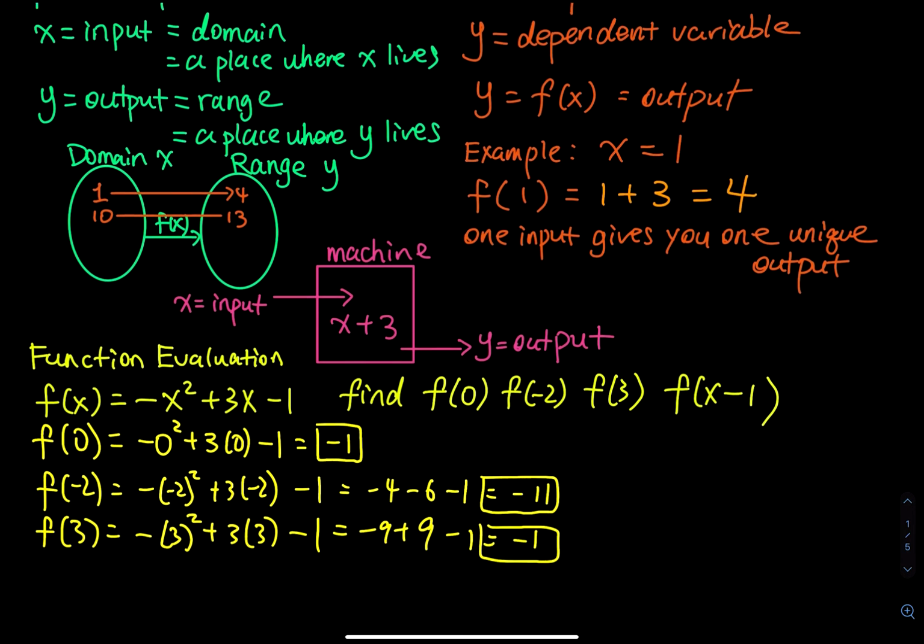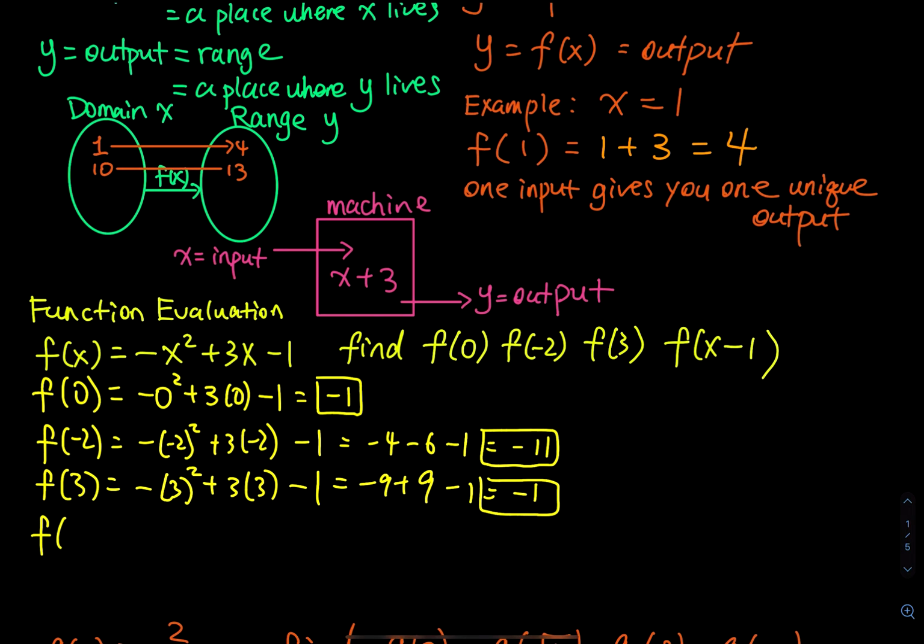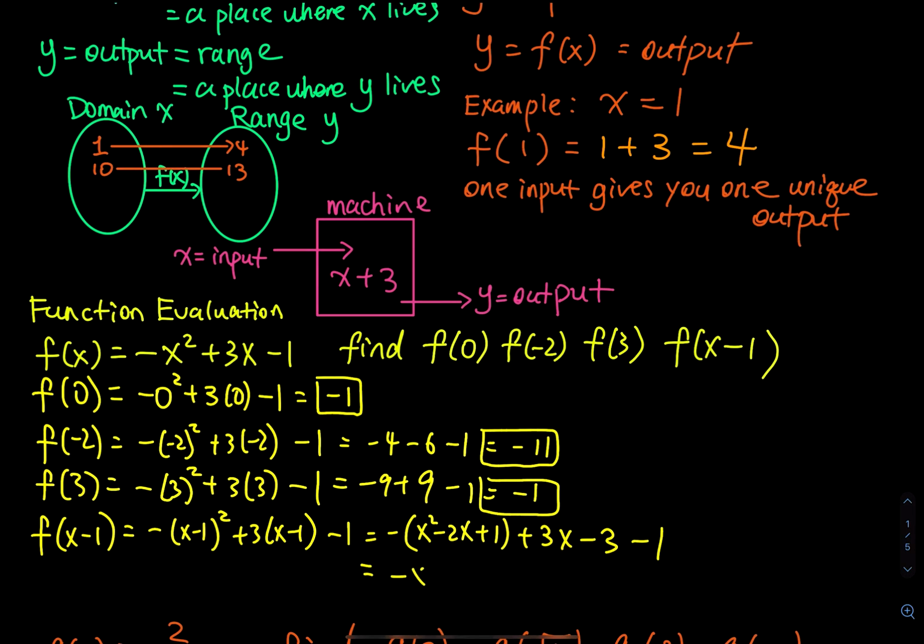All right, and then what else? I have x minus 1. If you replace x with x minus 1, this becomes negative (x minus 1) squared plus 3 times (x minus 1), and then minus 1. And then you square that out, that becomes x squared minus 2x plus 1, right? And then plus 3x minus 3 minus 1. And then you have negative x squared, and then you will have plus 2x, and then minus 1 plus 3x. Negative 3 minus 1 is negative 4. Then you have negative x squared, 2 plus 3 is 5, plus 5x. Negative 1 minus 4 is negative 5.